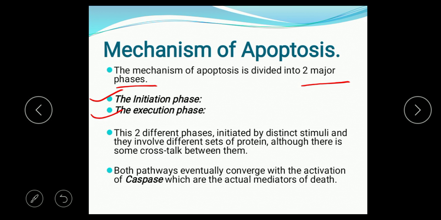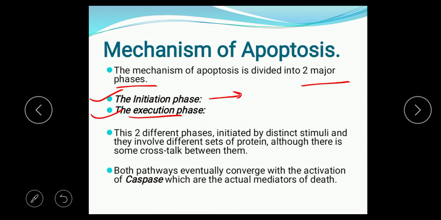The term itself says it: initiation means the initiation of apoptosis takes place, that is, all the preparation for apoptosis, like activation of proteins and factors, takes place in the initiation phase. And in the execution phase the real cell death takes place. We are going to discuss both phases one by one. So now let's start.